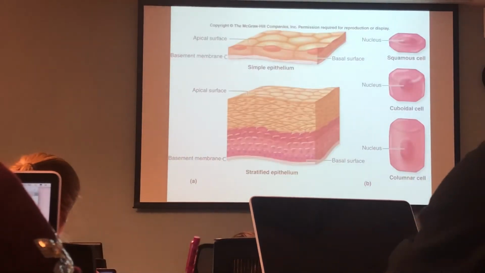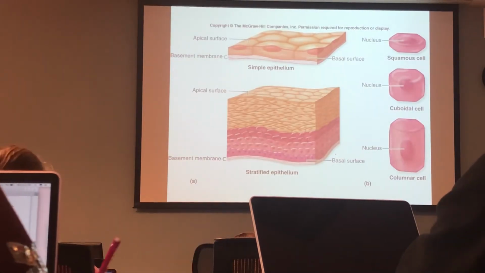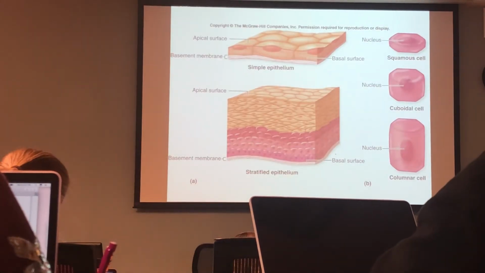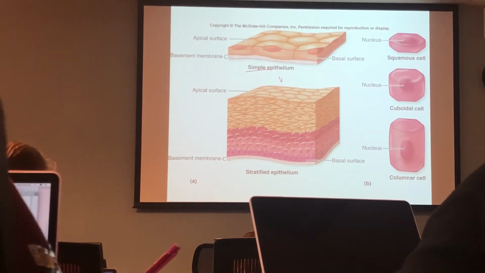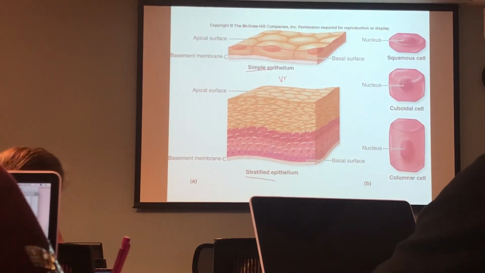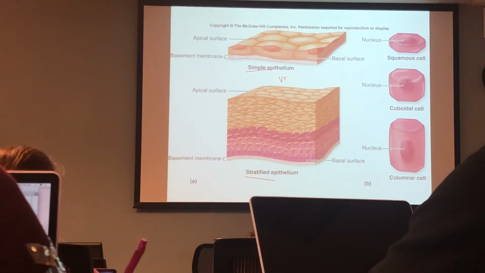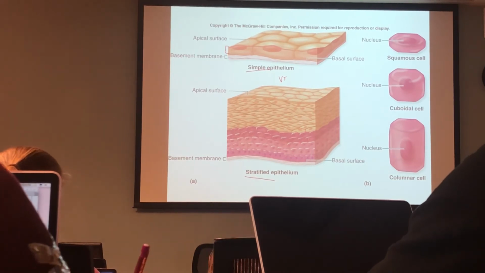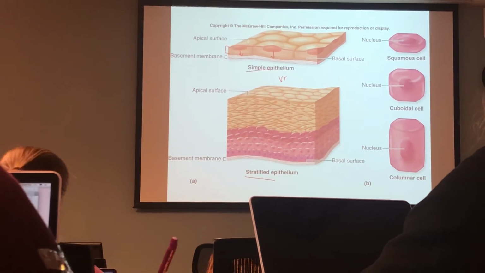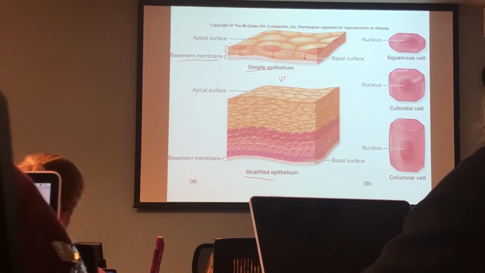So moving on, guys. Do you have this picture? This picture shows you a comparison of a simple epithelium with a stratified one. Obviously, if it's simple epithelium, you only have one cell layer in thickness. And also, notice how each cell is in contact with the basement membrane.